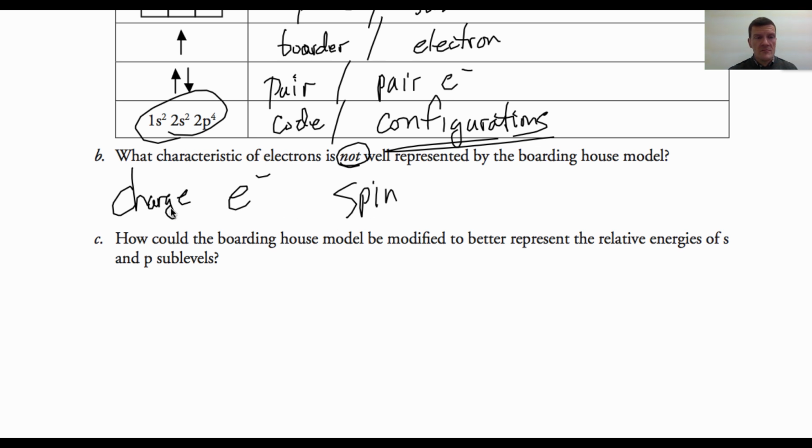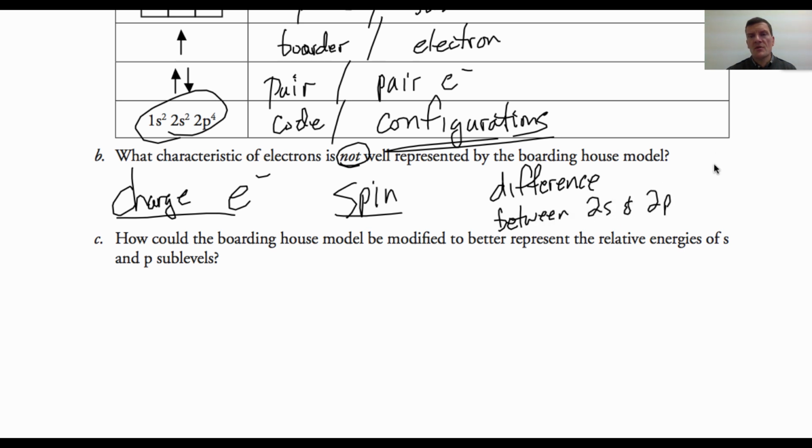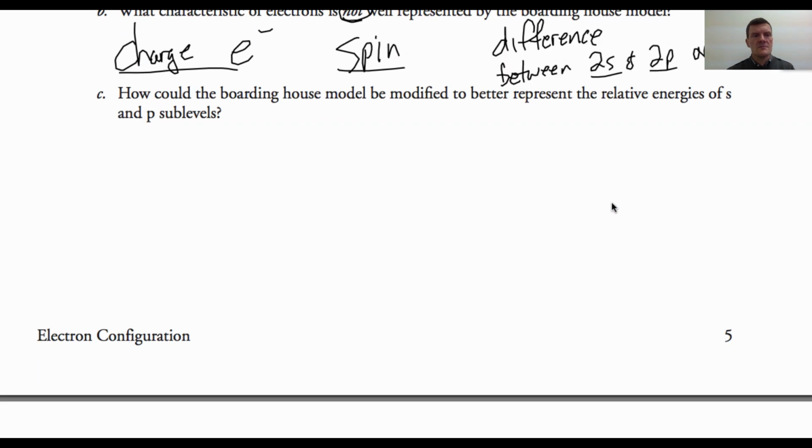And also, I think in the boarding house, the second floor rooms were all at the same level. So it didn't show the difference between 2s and 2p, for example, or 3s and 3p. 3s and 2p are slightly different energy levels. That wasn't shown in the boarding house model.